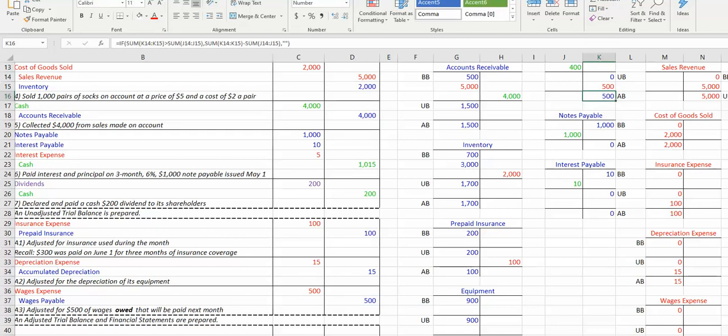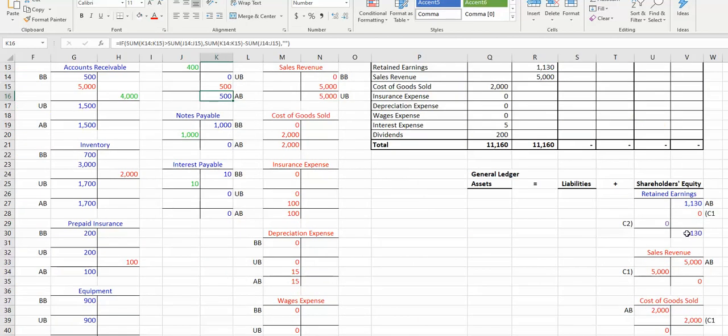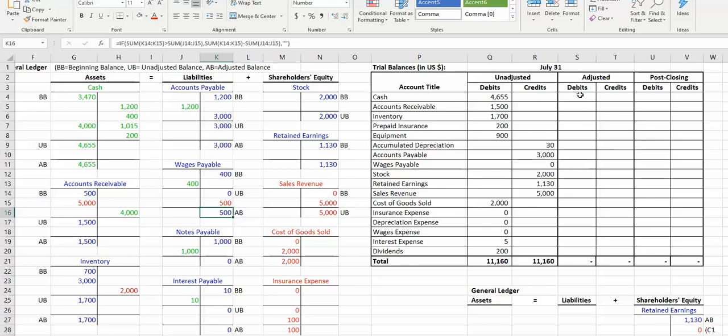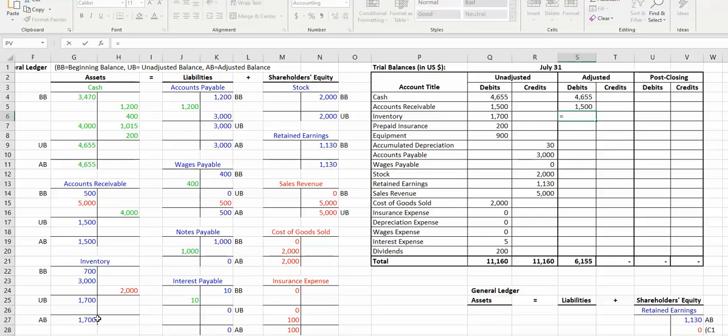All right, now I'm going to do the adjusted trial balance, and I'm going to pick up all these ending balances now. And when we finish doing that, this should equal, and from this column you'll do your financial statements, which I'll do in a separate video.